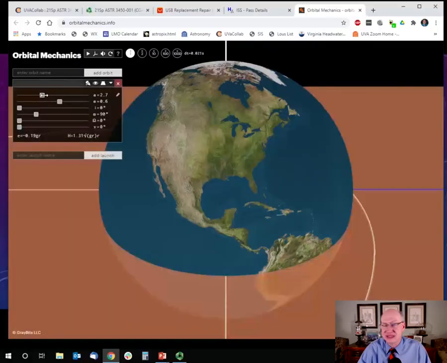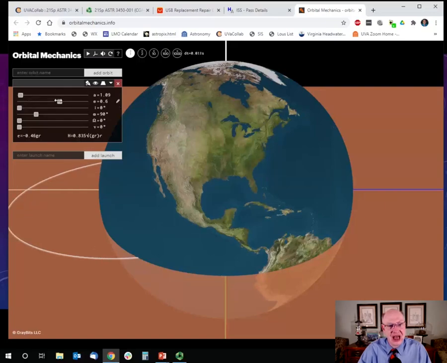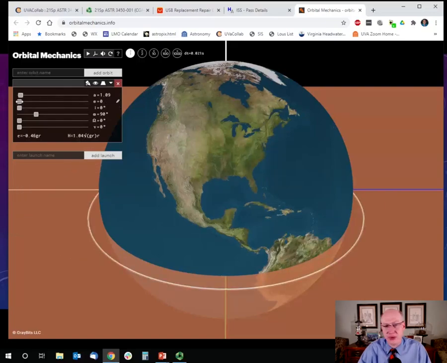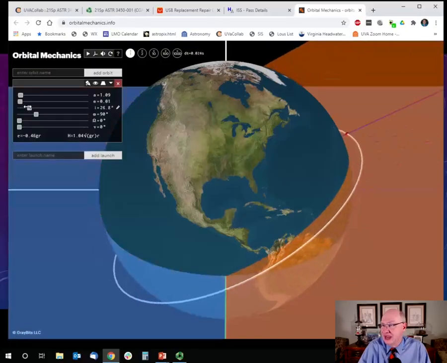So for the Hubble Space Telescope, A is 1.08. Again, that's close enough right there. The eccentricity is tiny, 0.0002. I don't even think I can get that, so 0.01 is probably as close as I can get there. And its inclination is about 28 degrees.